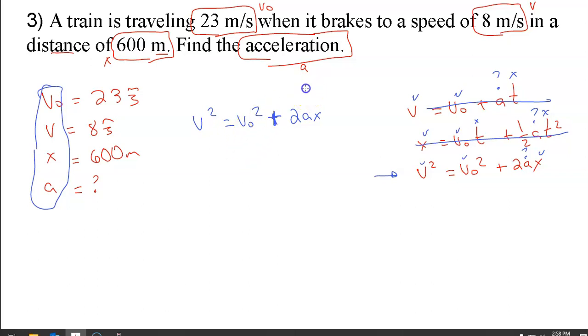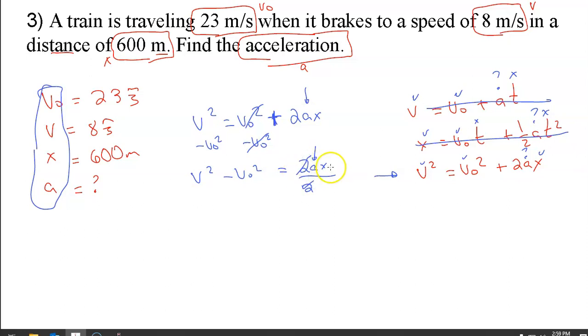We're trying to solve for A, this guy. I need to clear everything off of the right-hand side. Leave the A sitting there. Here's some added stuff, so I'm going to subtract V naught squared from both sides. That will cancel on the right, and I'd be left with V squared minus V naught squared equals 2AX. Okay? Trying to leave A right there. I need to get rid of the 2. It's multiplied, so I need to divide. Always do the opposite. 2 divided by 2 would be a 1.